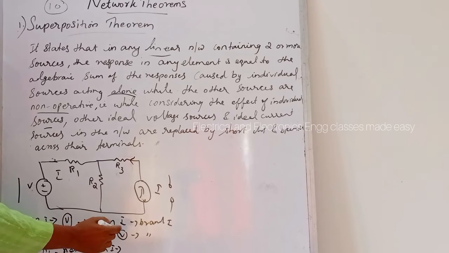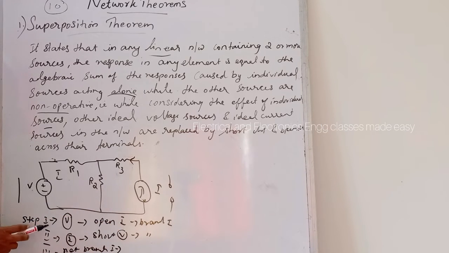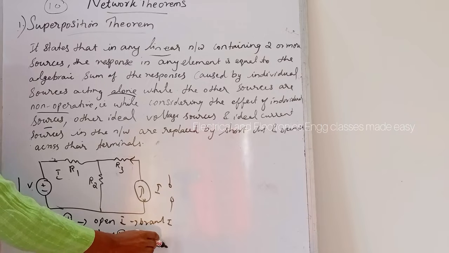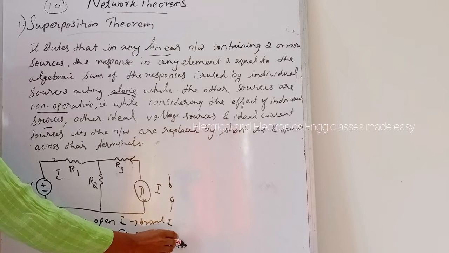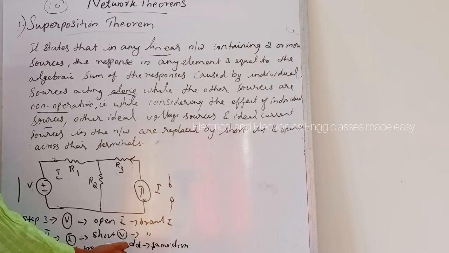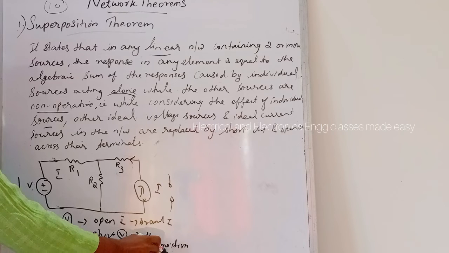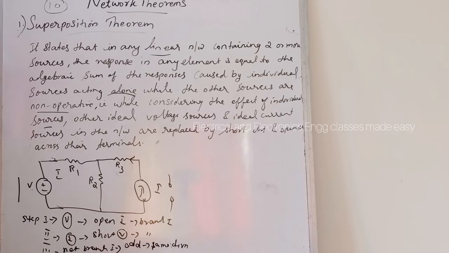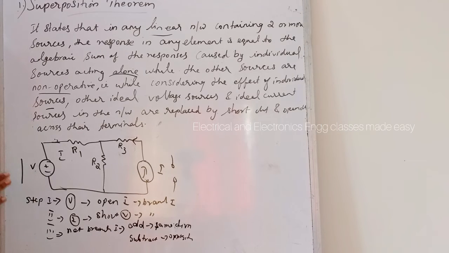And in that case, if the currents obtained in step 1 and step 2 are in the same direction, then just add. So if same direction, we can add the currents in each branch, and subtract if opposite direction. So that is about the superposition theorem.